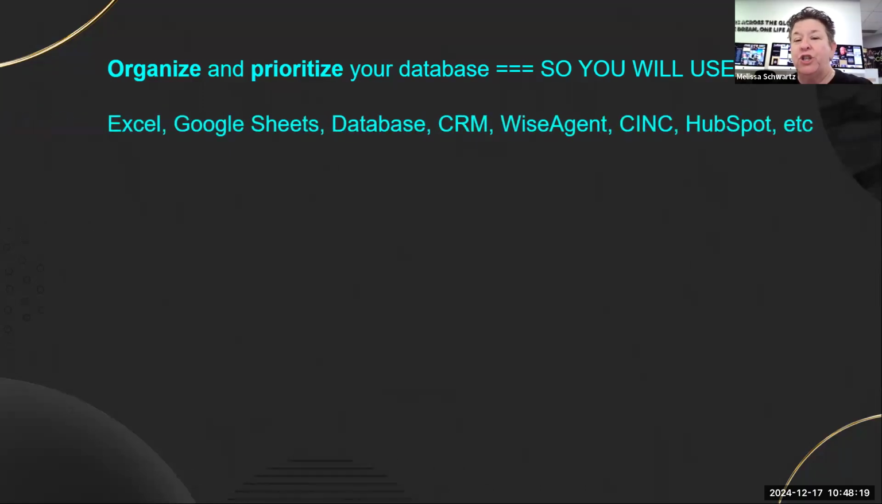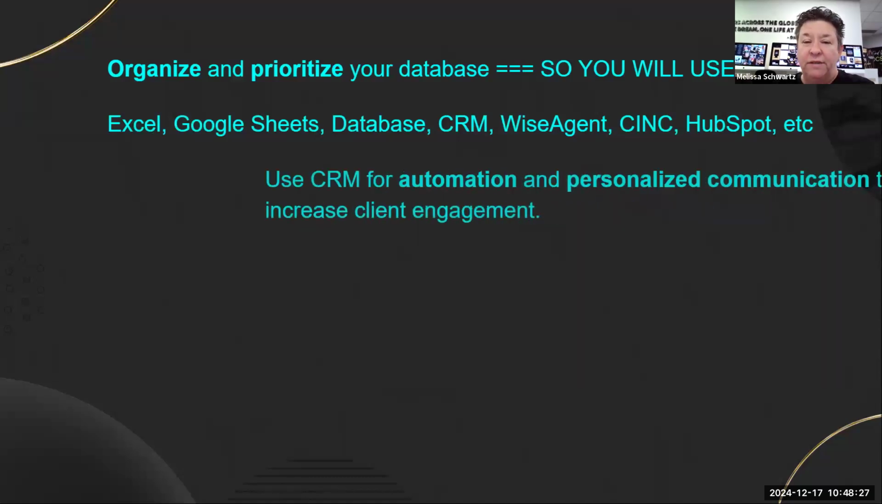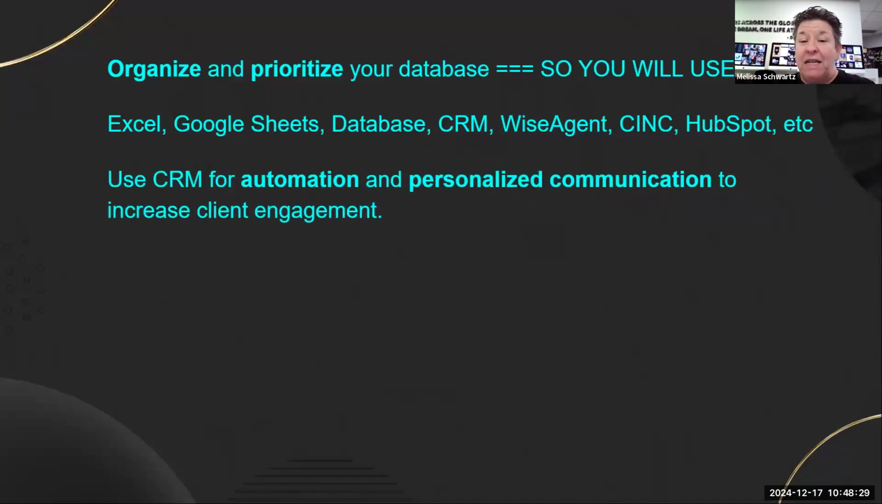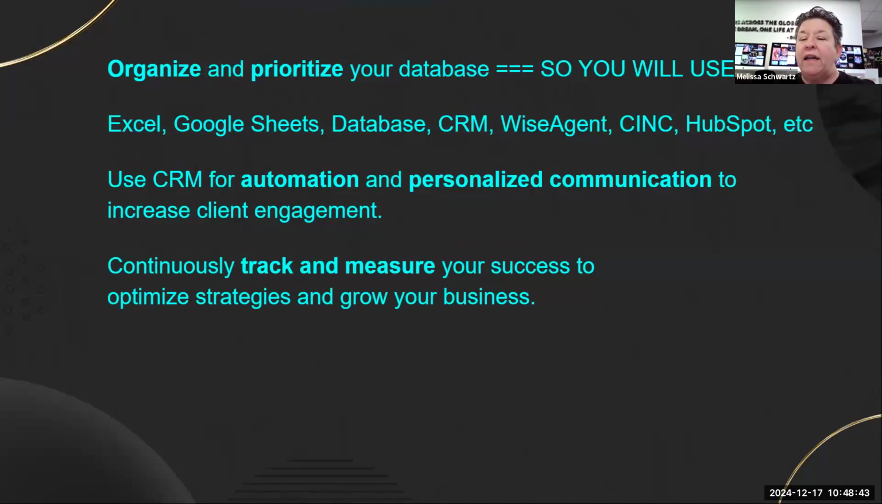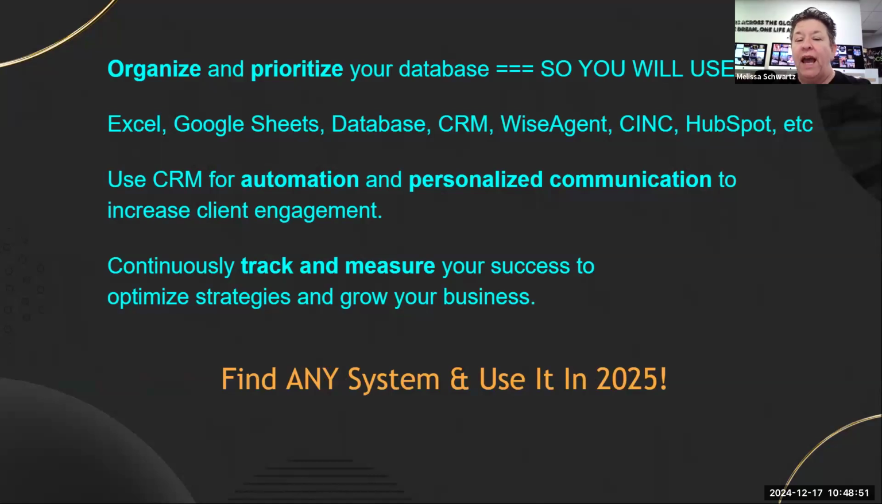Okay. Excel, Google Sheets, a database, a CRM, Wise Agent, Sync, HubSpot, etc. These are all options. Choose one, right? If you get a CRM, you can use it for the automation, personalized communication to increase your client engagement. Obviously, Excel and Google Sheets aren't actually a CRM, but you can use them to connect with your client base. Track and measure your success to optimize your strategies and grow your business, right? What is working, and use it to continue to increase that.